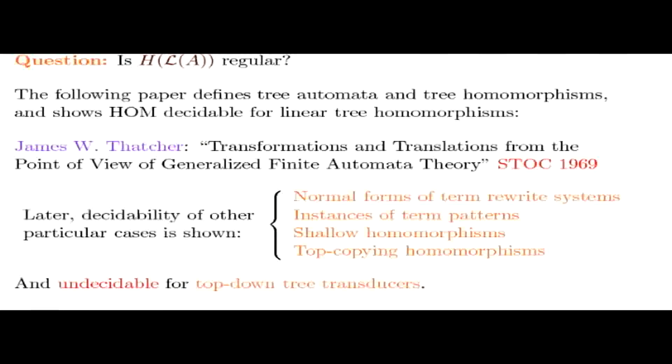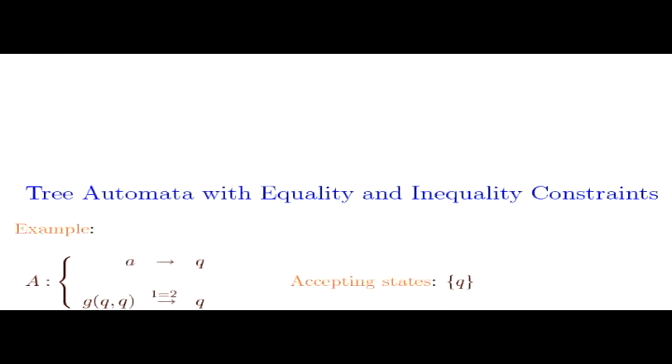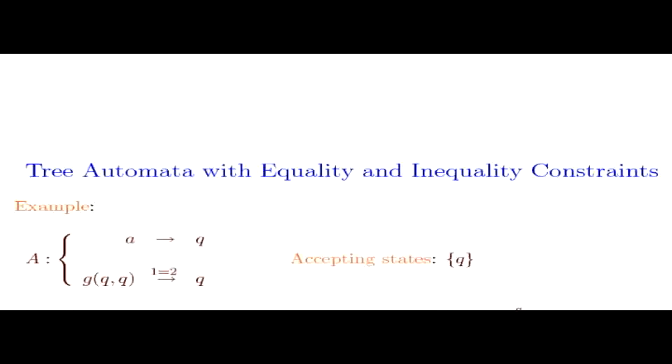In the path of solving Hom, we have used techniques and results related to extensions of tree automata. A well-studied case consists in allowing constraints in the rules, imposing equalities or inequalities between subterms pending at certain positions relative to the rule application place. This is an example of tree automaton with equality constraints.